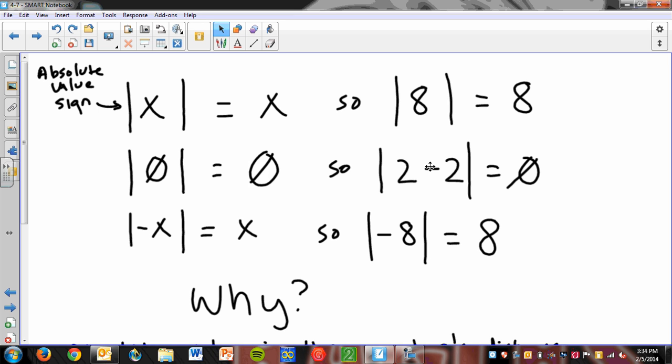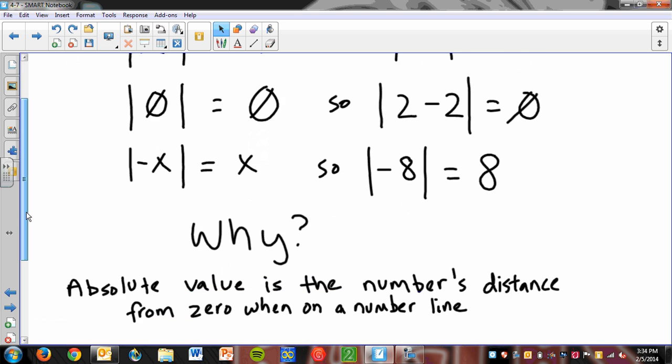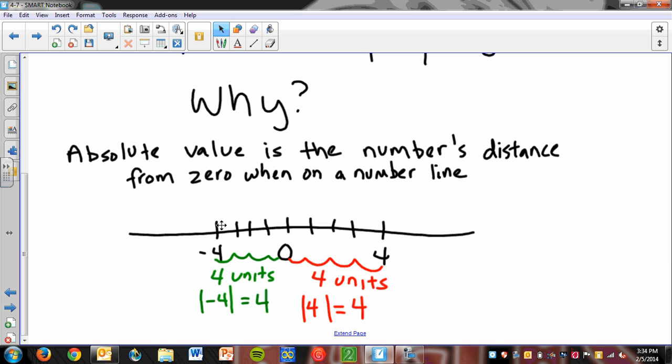So absolute value of 8 is 8. Like if we have an equation inside, 2 minus 2 gives us 0, and the absolute value of 0 is 0. And absolute value of negative 8 equals 8. The question is, why? If you remember from your vocab, absolute value is the number's distance from 0 when on a number line.